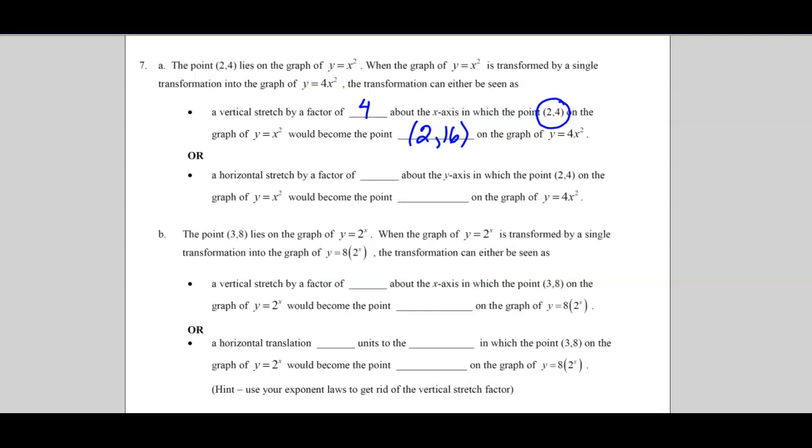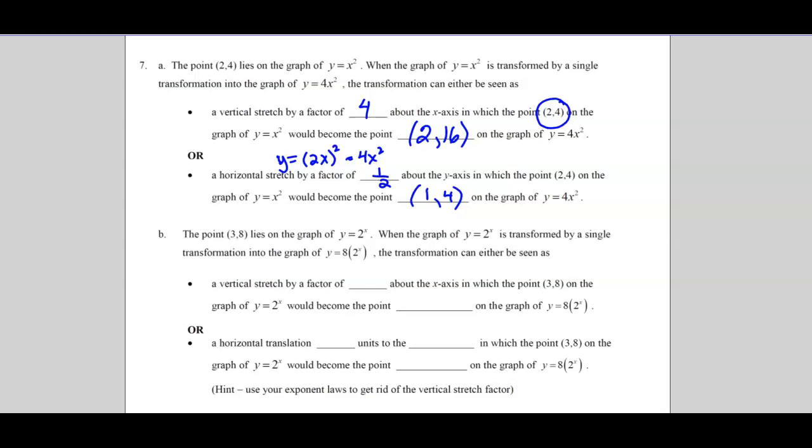Okay? But if we consider it to be a horizontal stretch, well, why would we do that? We did this back in Math 20. We could replace the original x here with 2x. When we square that, we get 4x squared. So we get the same simplified function, but our transformation was that we replaced x with 2x. So that's a horizontal stretch by a factor of a half. When we do that, our original point becomes (1, 4).